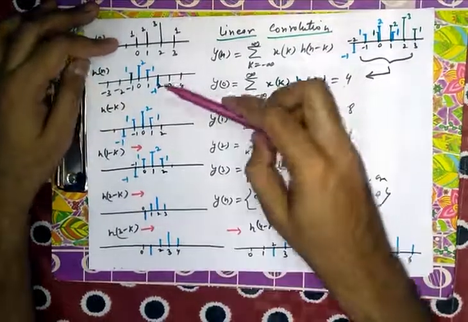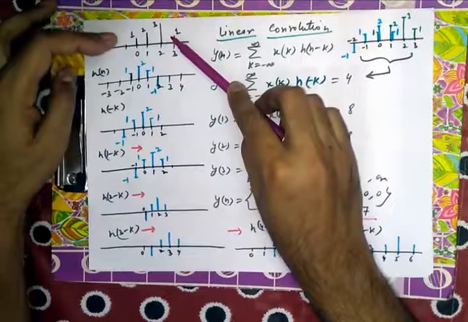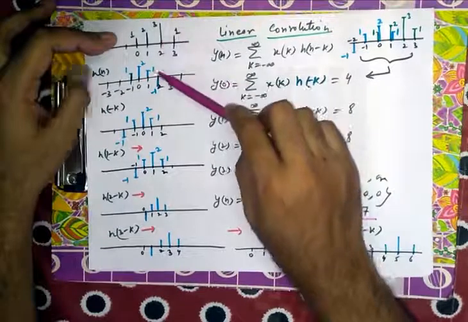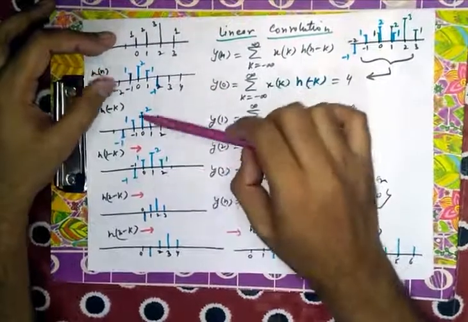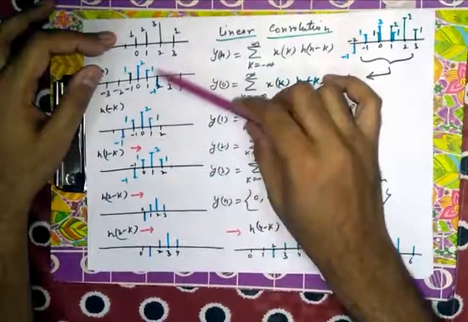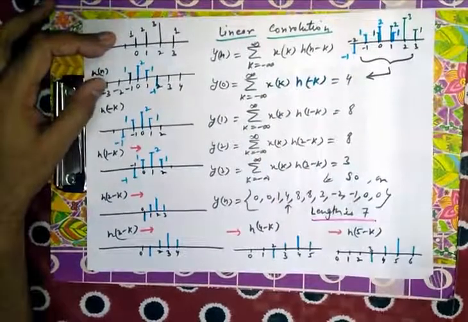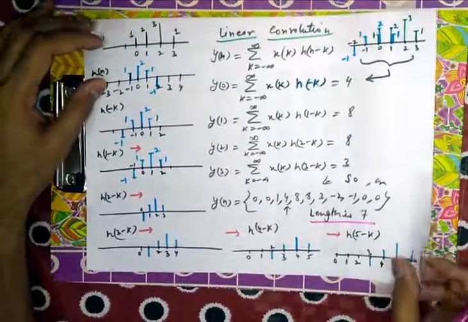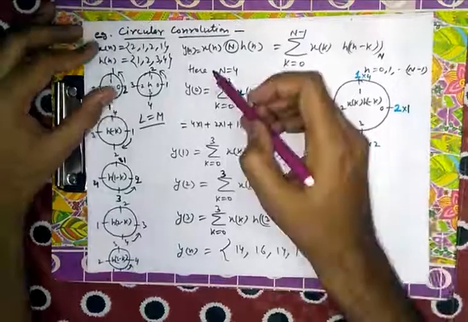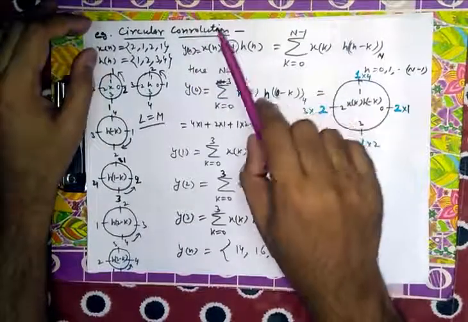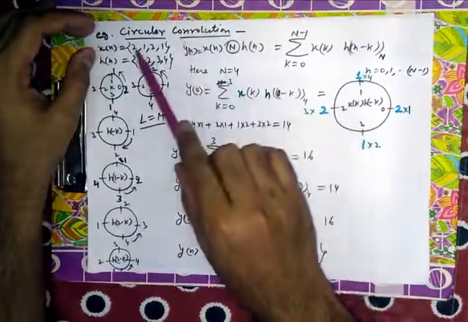This is the process: first, one sequence is retained the same and the other sequence is folded, then shifted and multiplied, shifted and multiplied, shifted and multiplied, and so on. This is the methodology of linear convolution. Now, how do we find circular convolution? It is again the same steps, but now in a circular fashion.